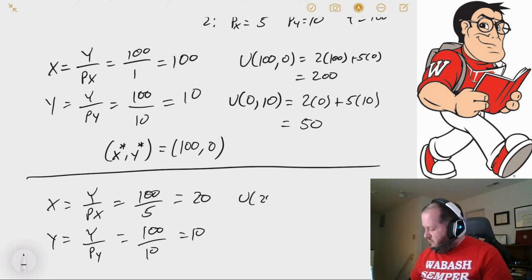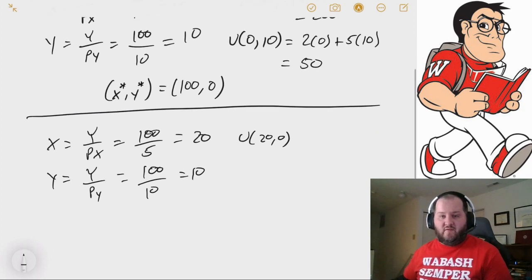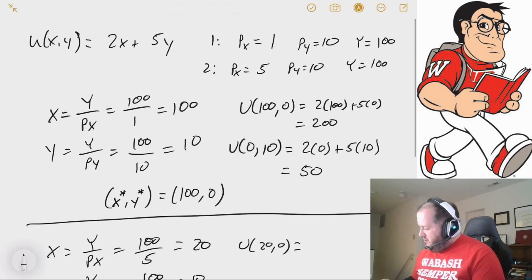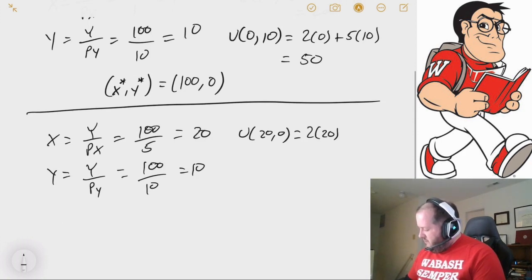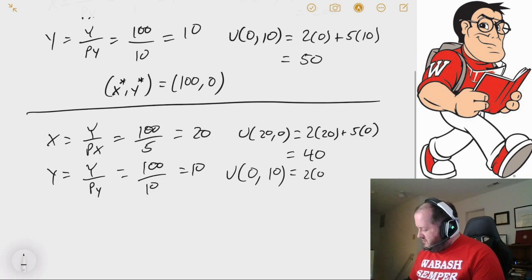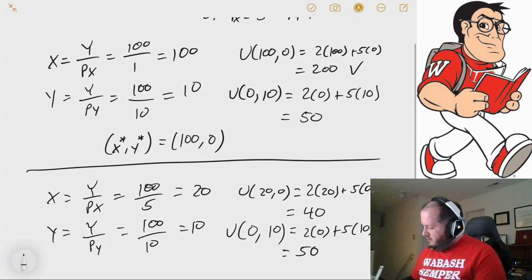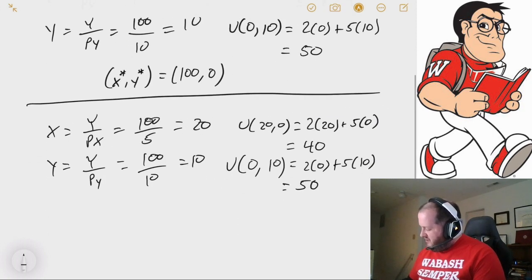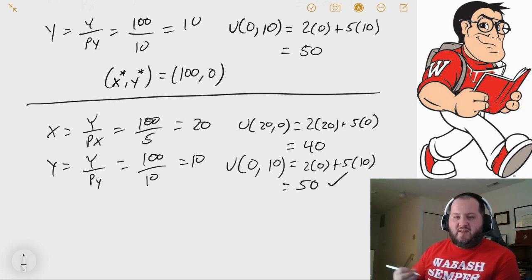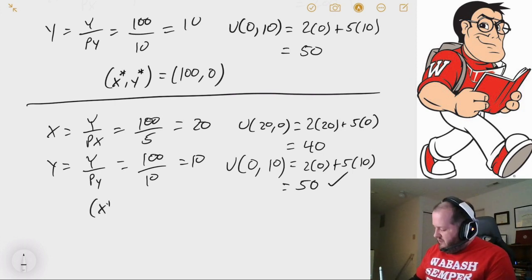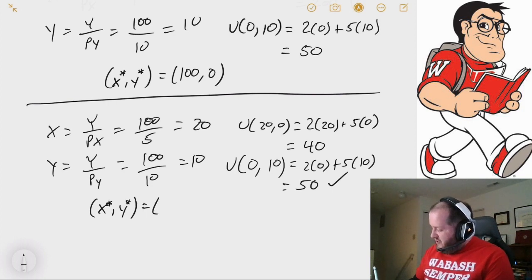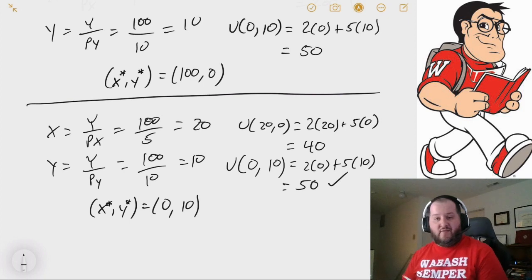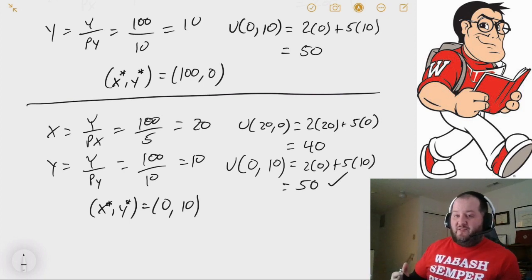My utility from 20, 0, because I can only afford 20 units of good x now, is equal to 2 times 20 plus 5 times 0, so that equals 40. My utility if I don't buy any good x and I buy good y is 2 times 0 plus 5 times 10, which equals 50. So before, we liked good x; now we like good y. That's the better one. It gives us the higher utility. And so our equilibrium bundle, we're done here: none of good x and as much as we can of good y. That's a perfect substitutes problem right there.